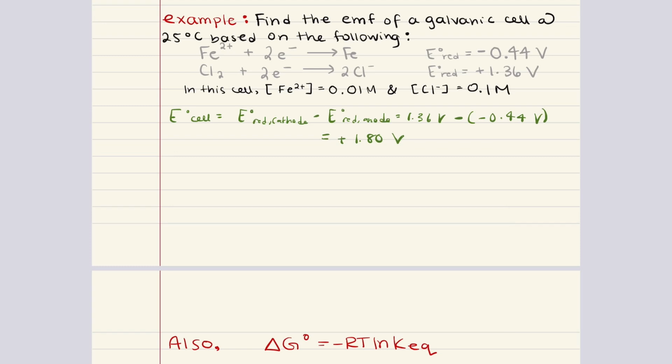Now we want to determine the net ionic equation. Remember here that iron is being oxidized, so its reduction half reaction in the question stem is going to have to be reversed, and it will give us the following net ionic equation.